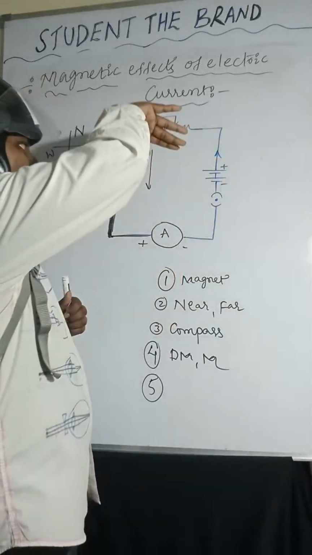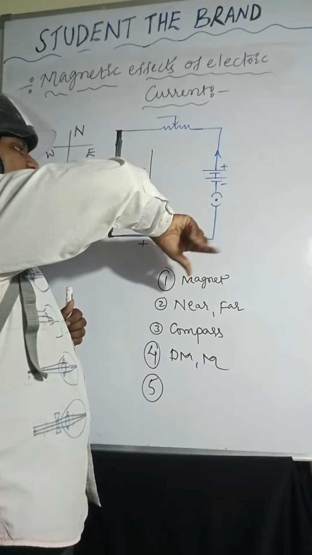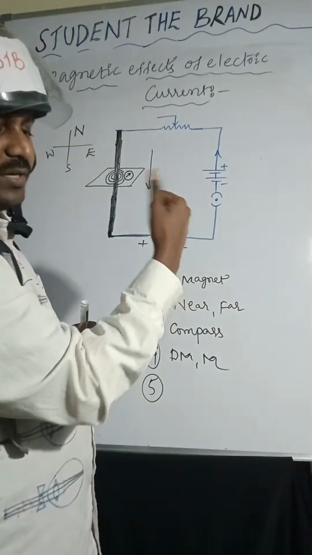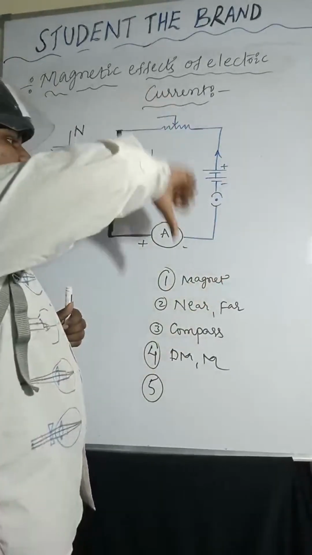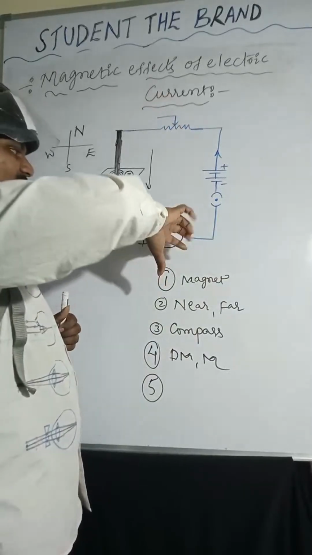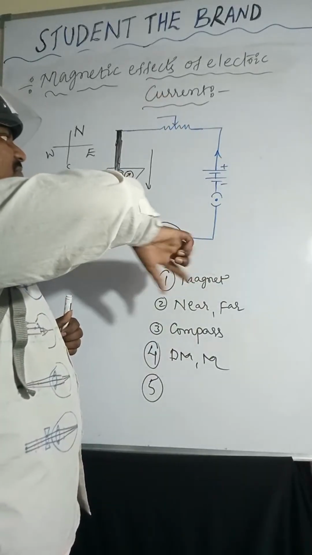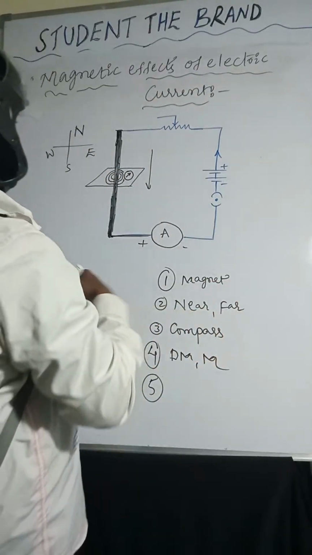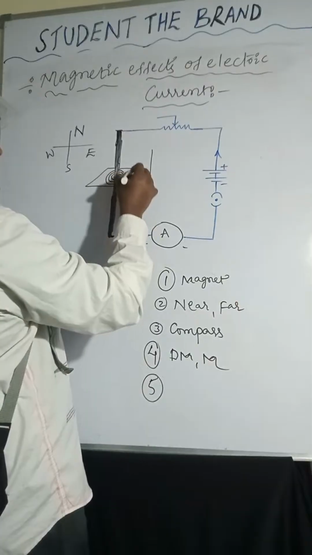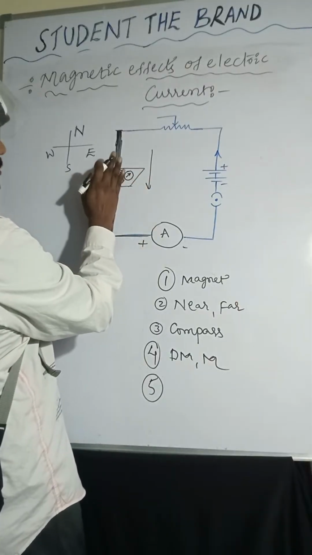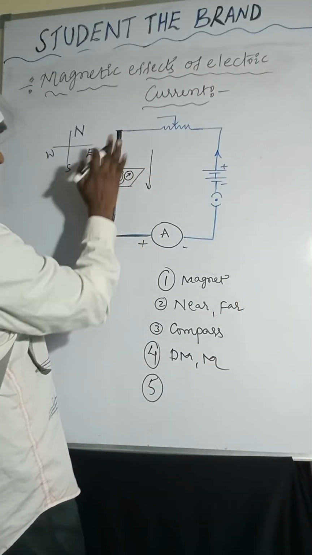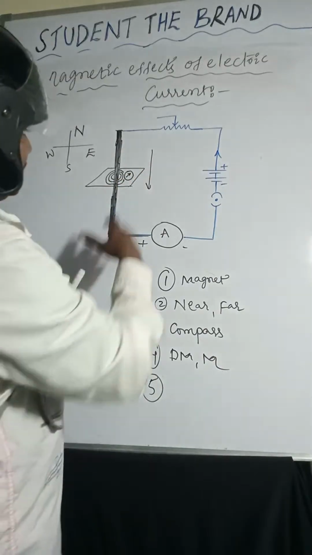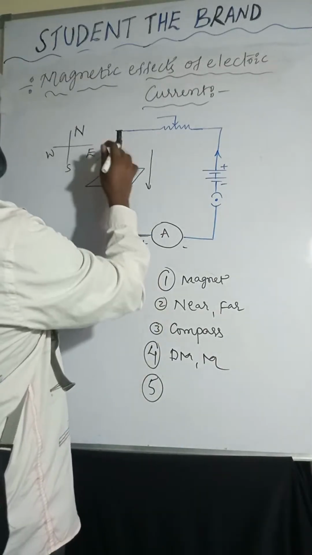So if the current is moving downward, this is my right hand. If you place the thumb along the current direction, the curly fingers show the magnetic field direction. So here if the current is moving downward, the compass shows deflection towards the east direction. Here you can see the east direction.